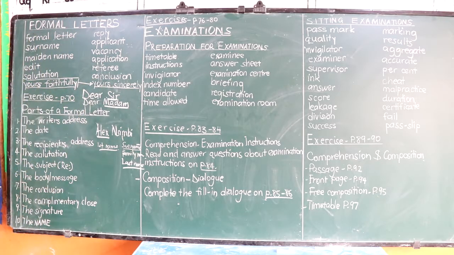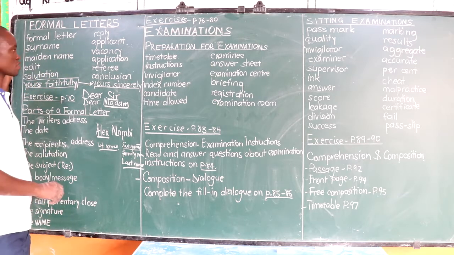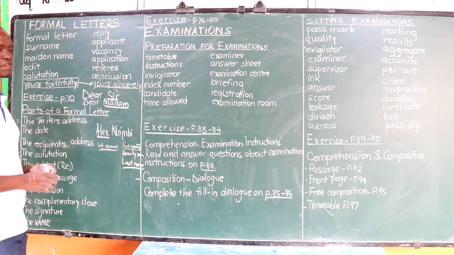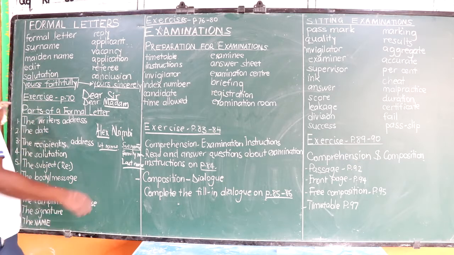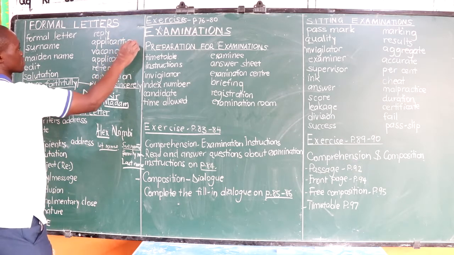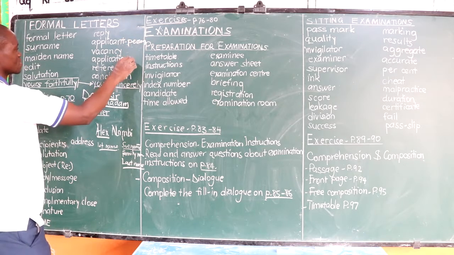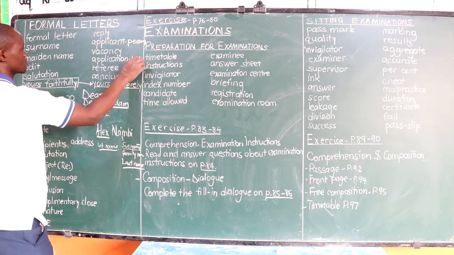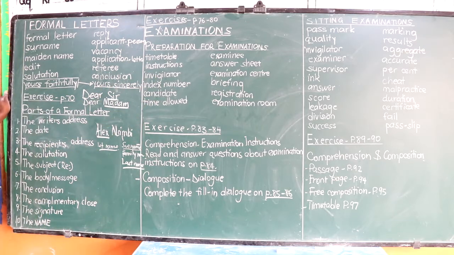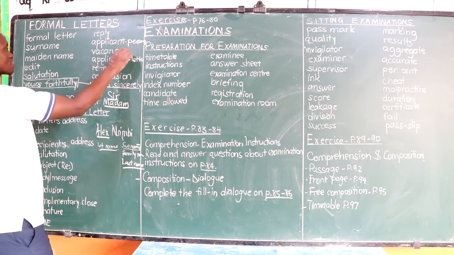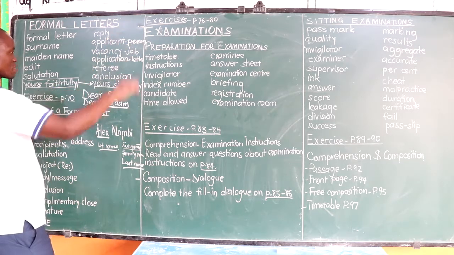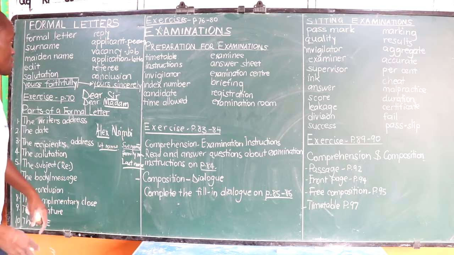Applicant. An applicant is that person who applies for a job or for a vacancy. In other words, an applicant is a person. What about an application? An application is a letter itself. The letter is an application, then the person applying or the person writing that application is an applicant. What about a vacancy? A vacancy is simply a job. A job that is available for someone to do is a vacancy.